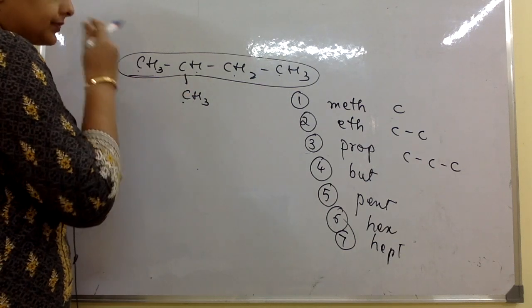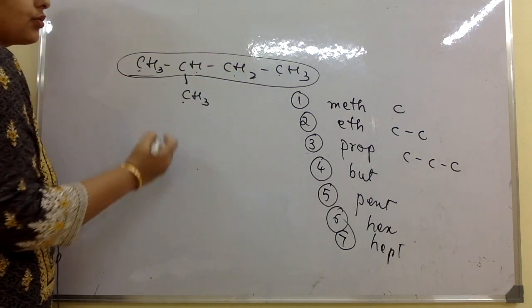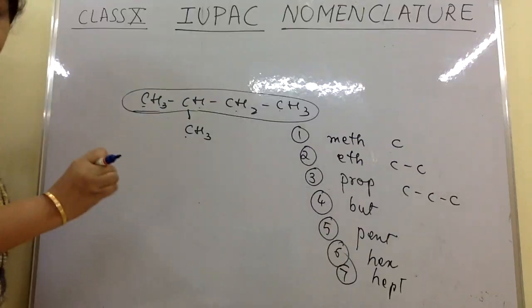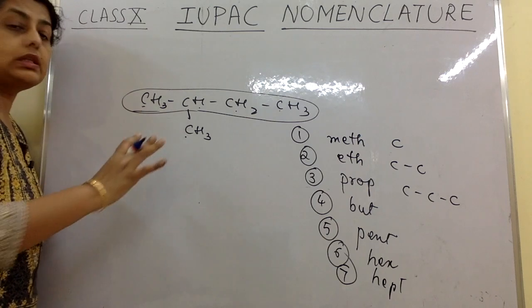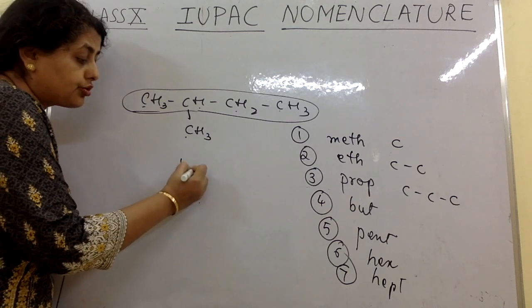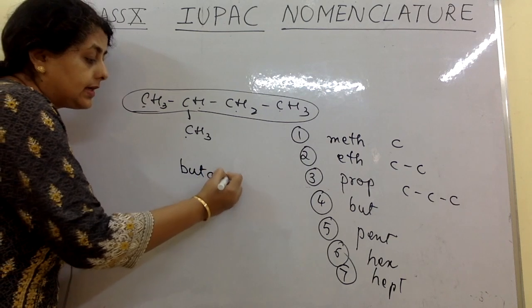So you have to recognize the main chain and the branch. Here this is the main chain. How many carbons? 4, and all single bonds. So the first thing we start noting is whether it is all single bond or not. It is all single bond. So first thing is it is a but. Definitely it's a but. Single bond makes it an ane, butane.